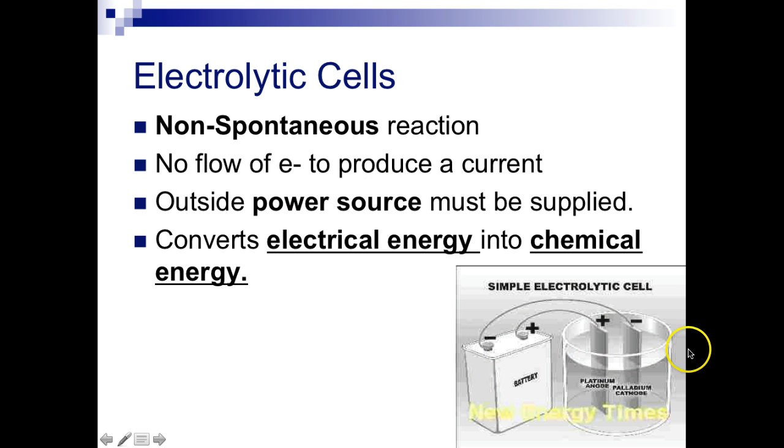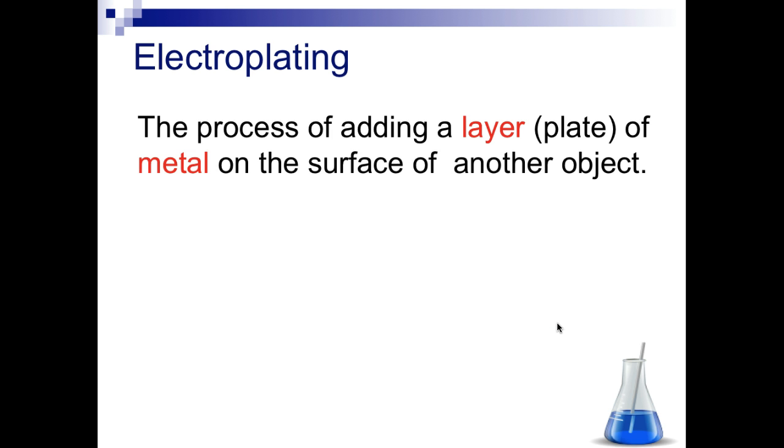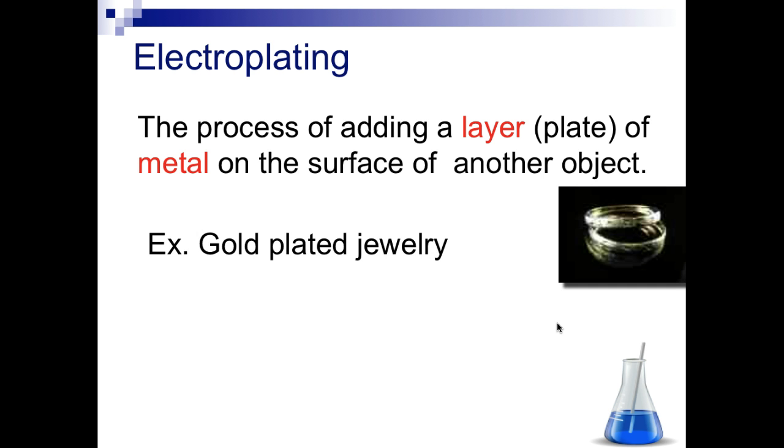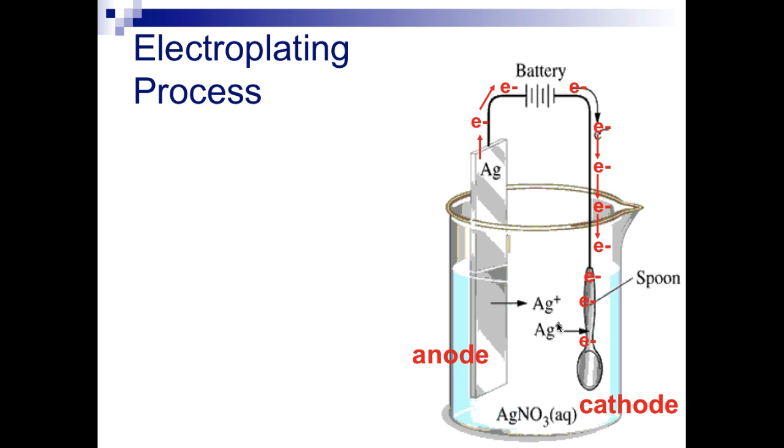And here is an example of a simple electrolytic cell. So this is primarily used for electroplating. Electroplating is the process of adding a layer or a plate of metal on top of another surface or object. So when you have gold-plated jewelry, chrome bumpers on a car, those are all examples of electroplating.